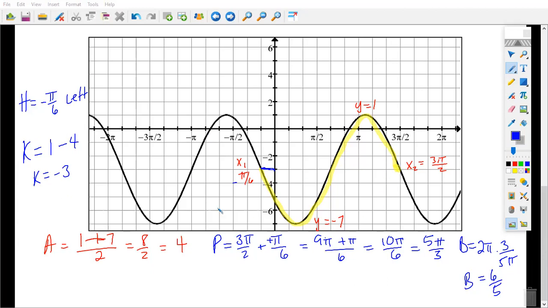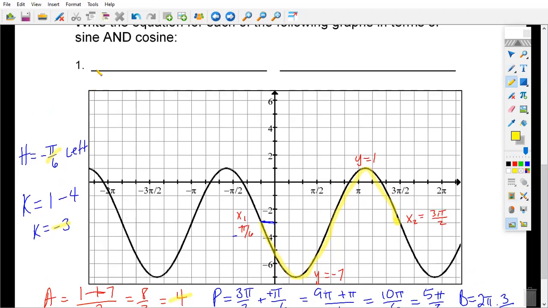All right, so I have all the variables I need, right? I have my A, I have my B, I have my H, and I have my K. So let's write this out. So we have f of x equals. Can someone tell me why I wrote -4? Because it's upside down. Okay, so we have A equals -4.